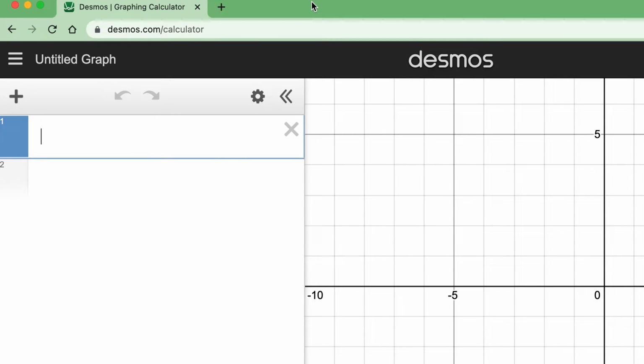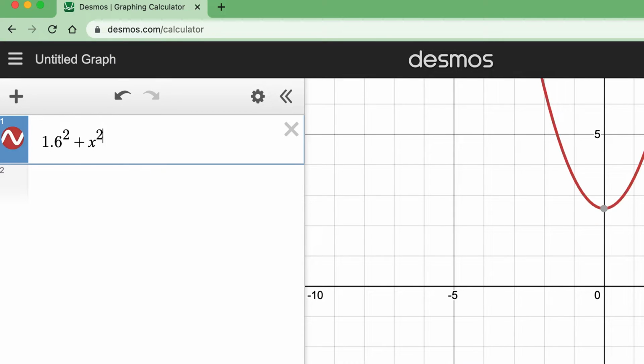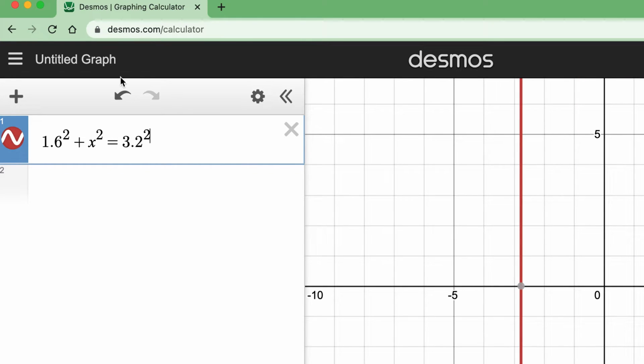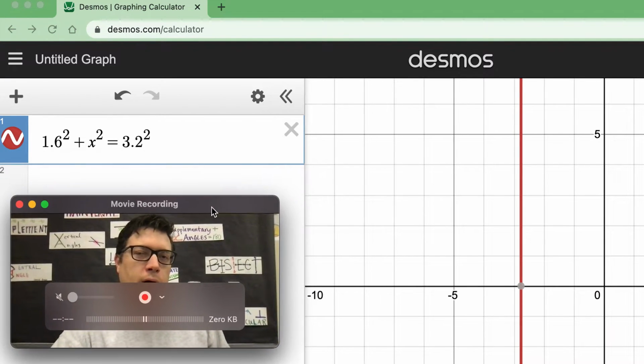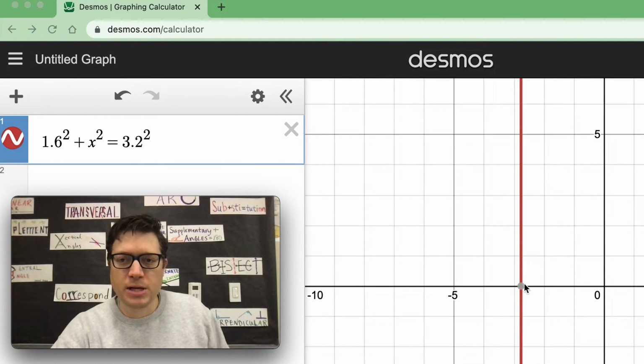And all I really need to do is just type, well, I could type the entire thing as it is, 1.6 squared plus, and then I don't want to type CD because Desmos is going to get a little bit tripped out. So I'm going to use X. I'm going to say equals 3.2 squared. You can just straight up type the entire expression into Desmos. Like, you can do that and it'll be fine.